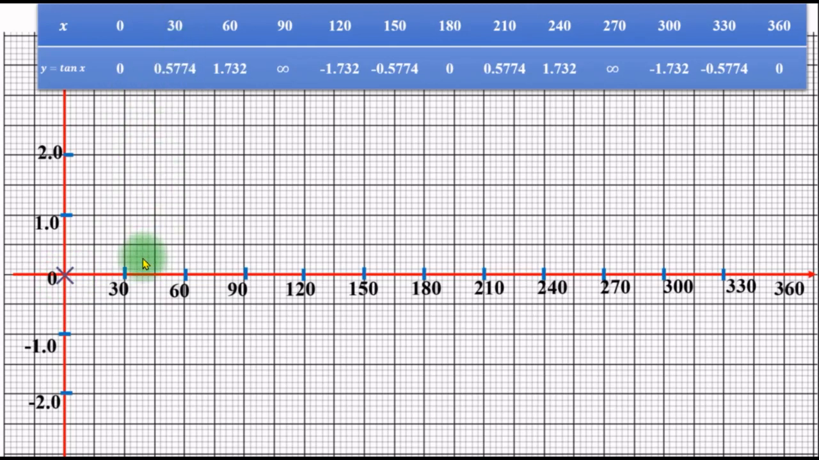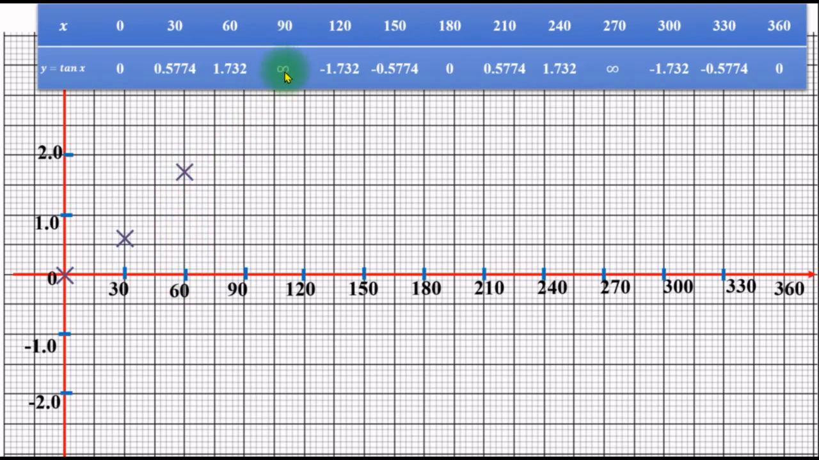Then when x is 30, y is 0.58. In our case, here on the y-axis, one small square represents 0.1. So allow me just to approximate this to 1 decimal point. That will be 0.6, and it will be at this particular point. Then when x is 60, y is 1.7. 1.7 is at this particular point. I put a mark.